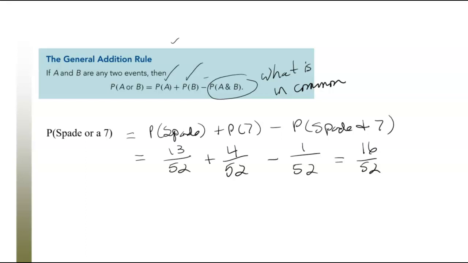Intuitively, did you have to use the formula? Not necessarily. You could have thought it through like this. Well, there's 13 spades, but one of them happens to be a 7, so that one's already counted. I then have to add to that 13 the 7 of hearts, the 7 of clubs, and the 7 of diamonds. I got to add 3 more, and that gives me my 16 out of 52. Okay?